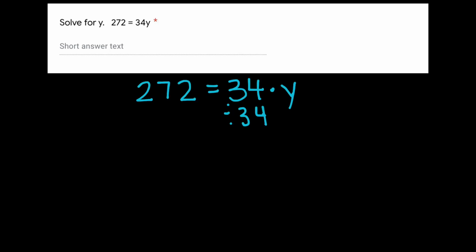Solve for y. We have 272 equals, and we're going to write this out. 34y means 34 times y. We need to do the inverse operation of multiplication. We know that the inverse operation is division, so we need to do the same thing on the other side. We can now go ahead and solve for y.